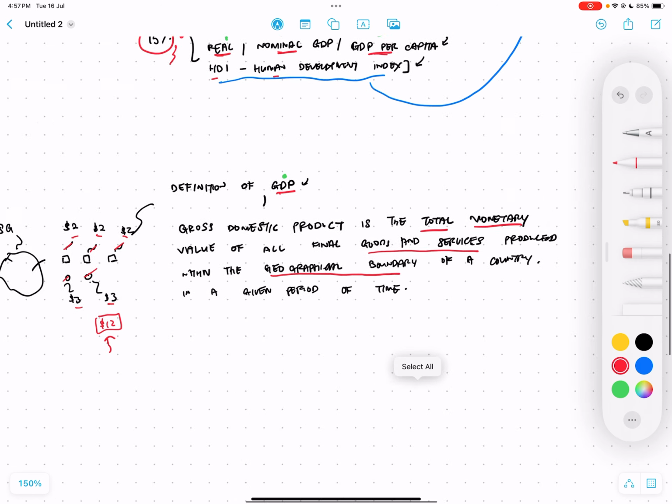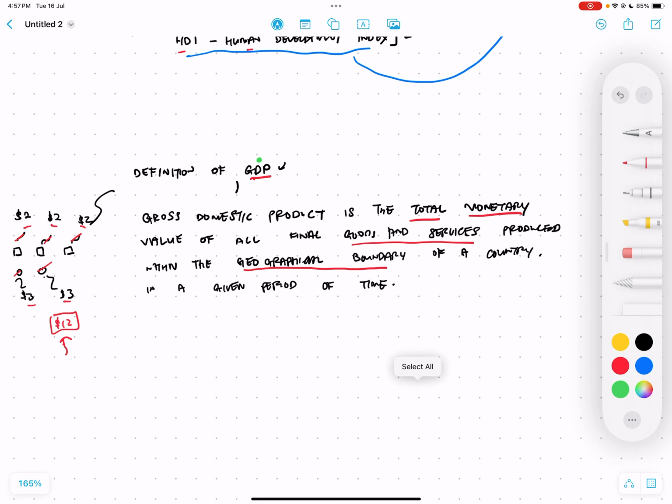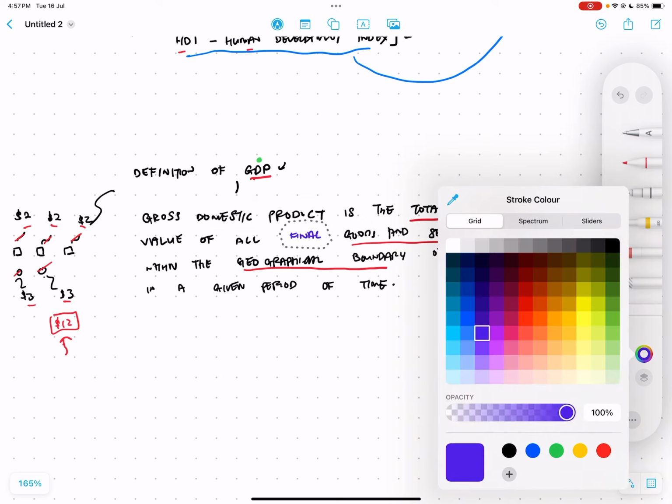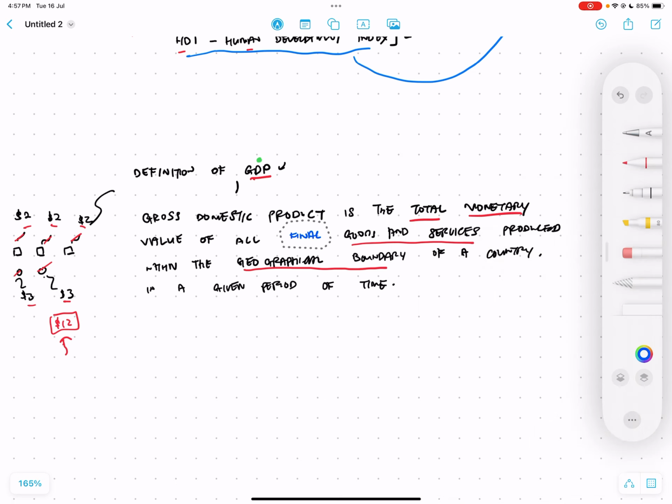The thing I want to really highlight about this is that people always get the definition wrong, and the biggest mistake is the word final. Let me change the color. Oh great, I can. People always place this word at the wrong place. Usually they put it in place of total here, so they will say it's the final monetary value. It's not. It's actually the total monetary value of all final goods and services produced within the geographical boundary.